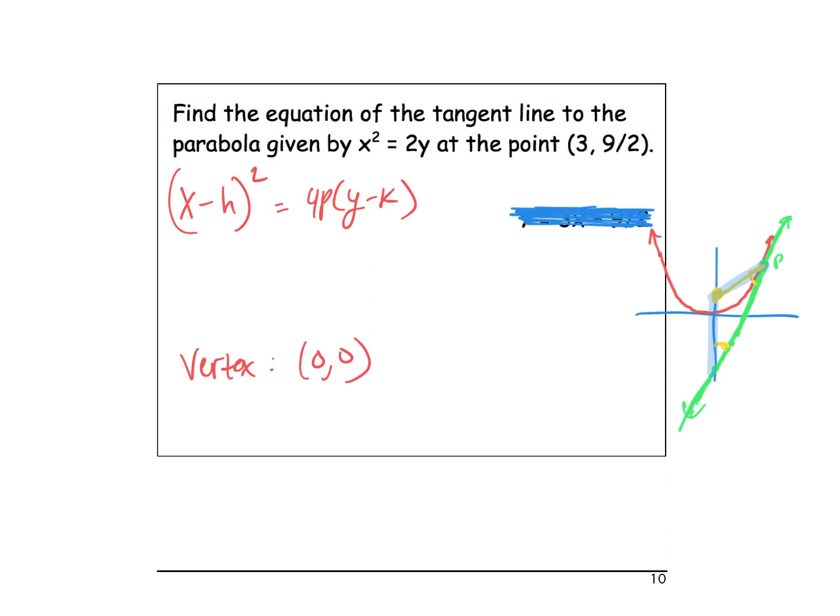We know that if we have this coefficient of a 2 here, then the p must be 1/2. So our equation really is (x minus 0) squared equals 4 times 1/2 times (y minus k). So if our p is 1/2, then our focus, which is a vertical shift, is (0, 1/2). Alrighty? So then we can come up with, well, what's that distance between point P and the focus point? Because that distance is the same as the distance between our y-intercept here and our focus.